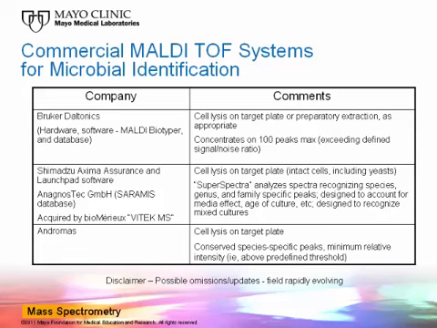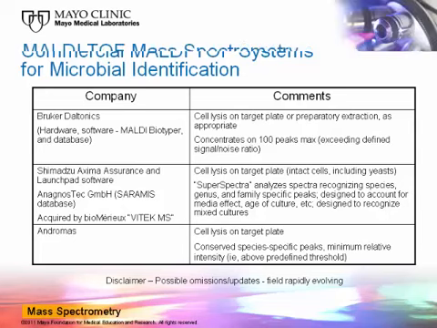Another system uses a Shimadzu Axima Assurance mass spectrometer with Launchpad software and the AnagnosTec GmbH SARAMIS database. The system was recently acquired by bioMérieux and is being redeveloped and called Vitek MS. Yet another system, Andromas, is used mostly in Europe. The last two systems exclusively use cell lysis on the target plate without off-plate extraction.